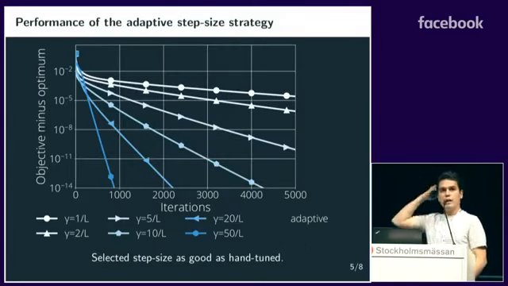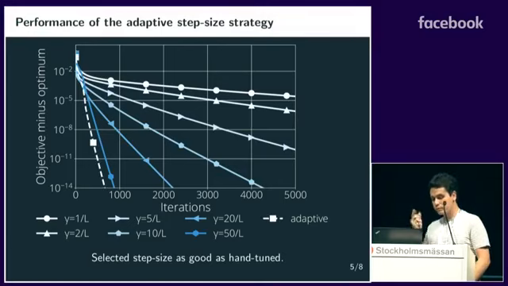So coming back to my first experiment, if here I choose the adaptive step size, how well does it perform? And it turns out that choosing the step size with the strategy that I just introduced, it often selects a step size close to the one that performs the best in practice.